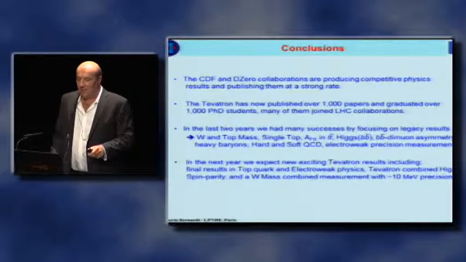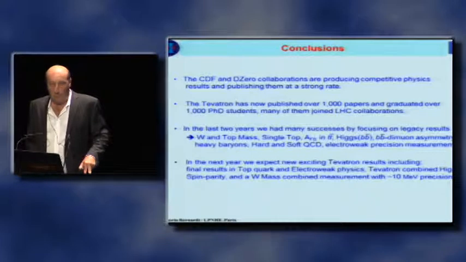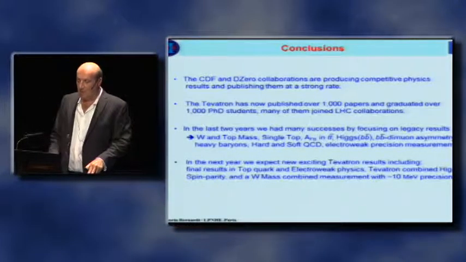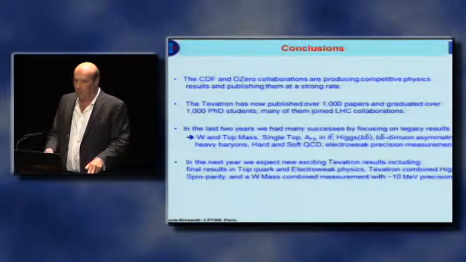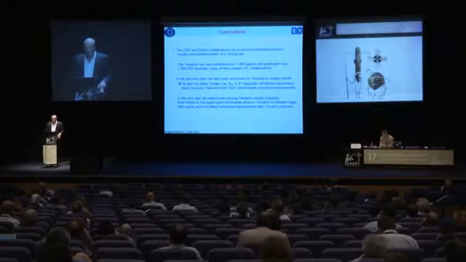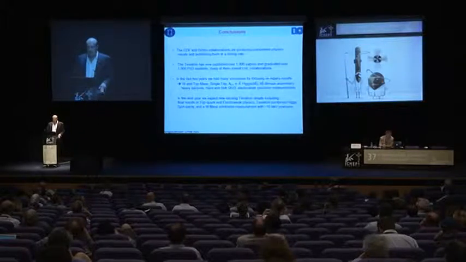In the last 2 years, we had many successes by focusing on legacy results: W and top mass, single top. The forward-backward asymmetry in t-tbar is very close to being finalized. The Higgs to b-bbar has been finalized in terms of cross-section, but we are still looking at the spin parity aspects. For the b-bbar dimuon asymmetry, unfortunately, we are not able to fully resolve the puzzle. It doesn't look like a standard CP violation effect, but we need more data to know that.